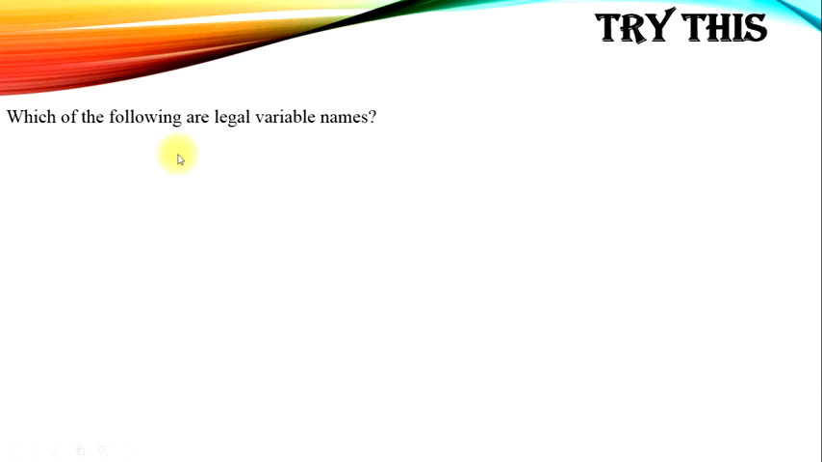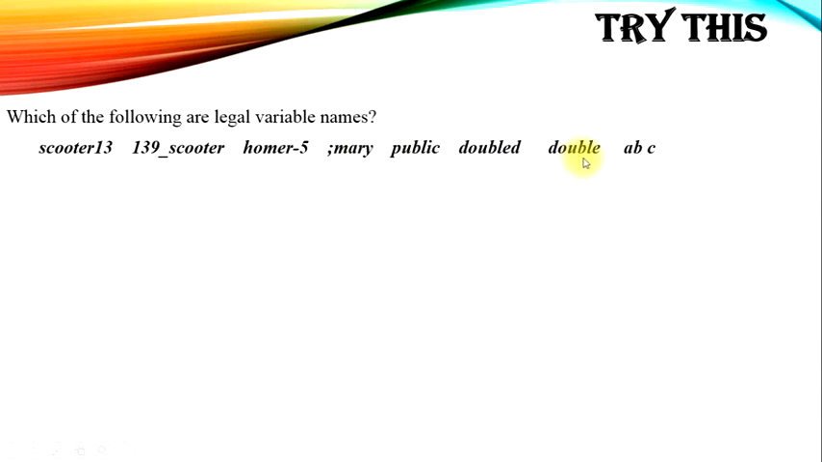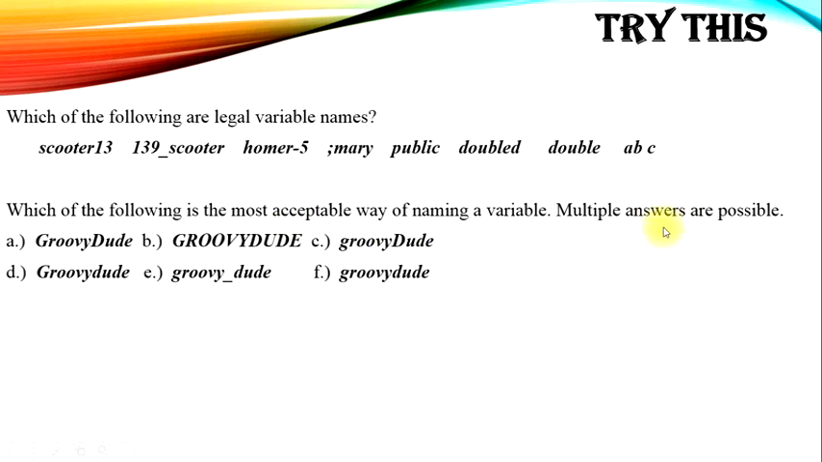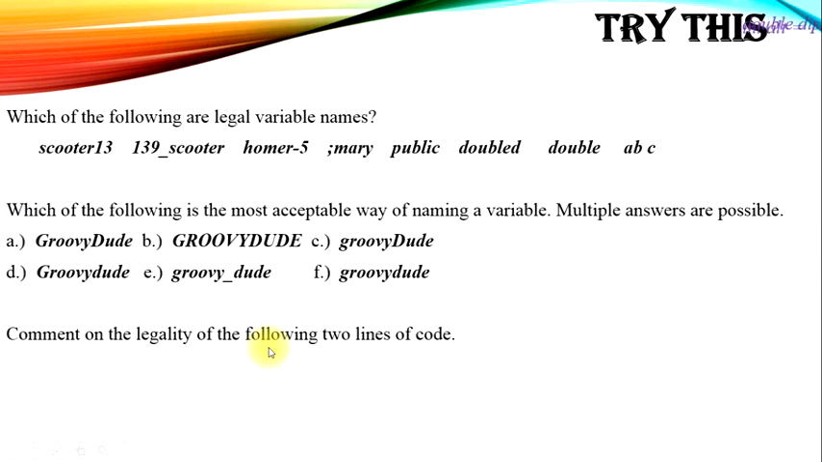Now, which of the following are legal variable names? So if you follow the rule we mentioned, you'll be able to point out the ones that are legal. Now, which of the following is the most acceptable way of naming a variable? Multiple answers are possible. All these variable names are correct, but for the most acceptable way, you have to select them. Now, comment on the legality of the following two lines of code. Double dist is equals to 1003, int alt is equals to 1493.86. Comment on the legality of these two lines of code.